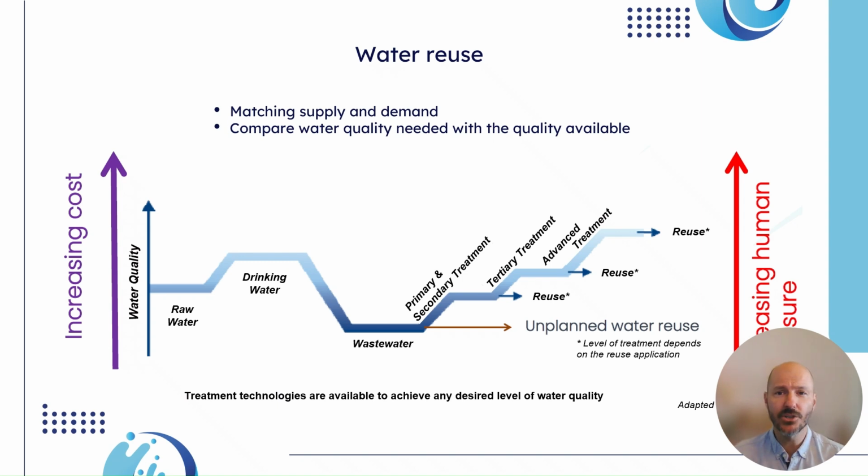The design of wastewater treatment for reuse is about matching supply and demand. It's by comparing the quality of water demanded with the quality of water available that treatment systems can be designed. Depending on the end use, water can be reclaimed following different levels of treatment.